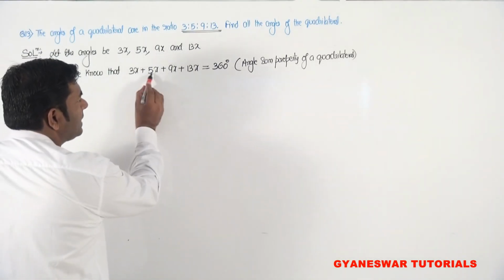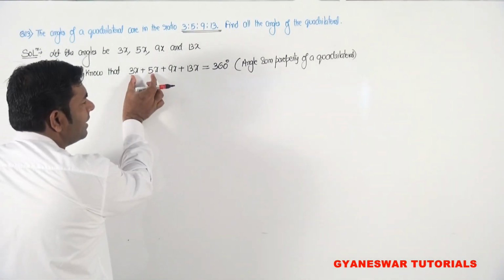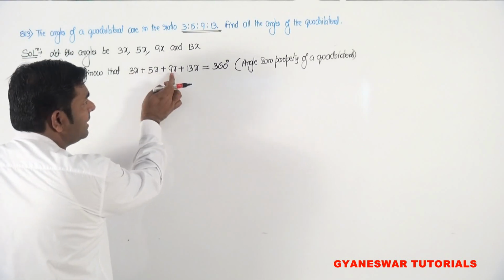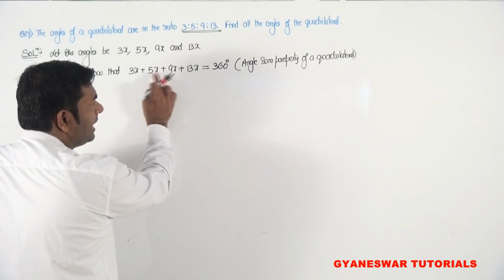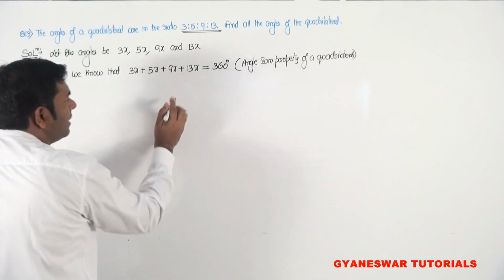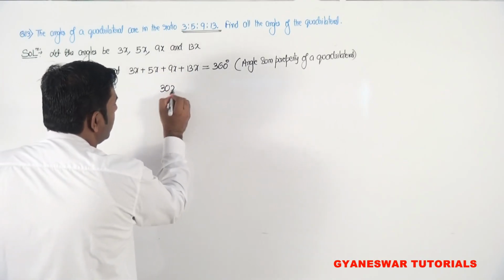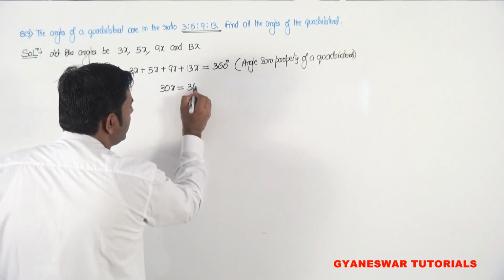Now 3x plus 5x is 8x. 8x plus 9x is 17x. 17x plus 13x is 30x. 30x is equal to 360.